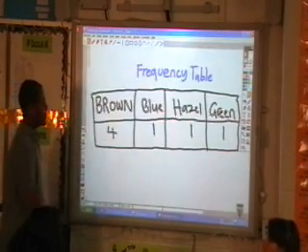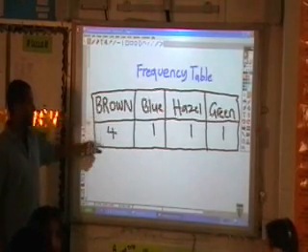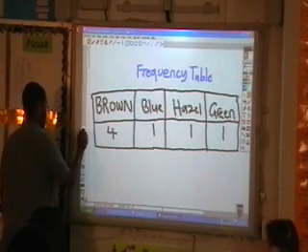Another way of displaying qualitative data is a frequency table. Here are the categories and here are the counts. Understand that, boys and girls? Uh-huh.